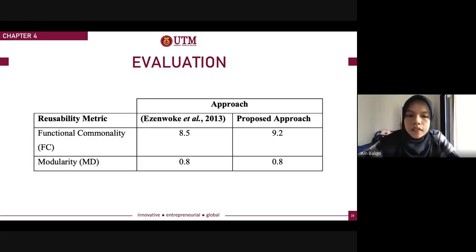On the other hand, the modularity results of both approaches are the same. So it implies that both approaches are well modularized and can support high cohesion and low coupling.